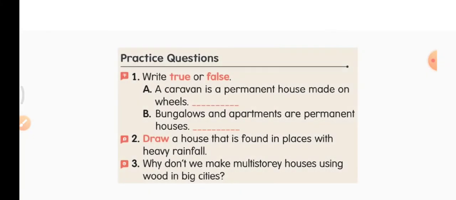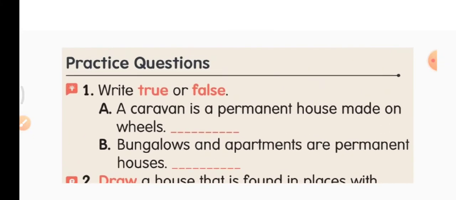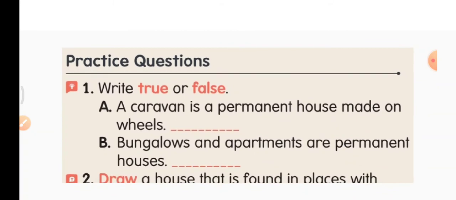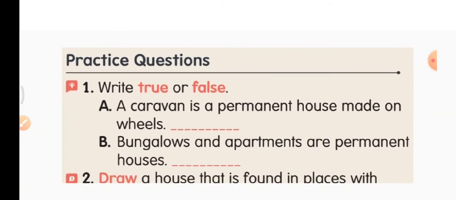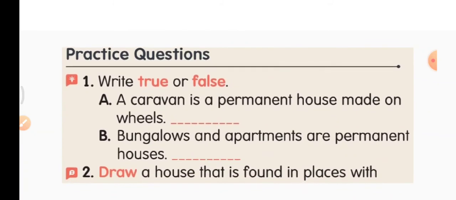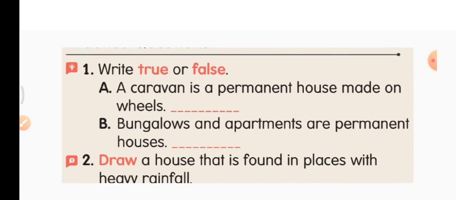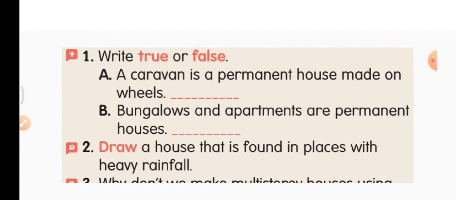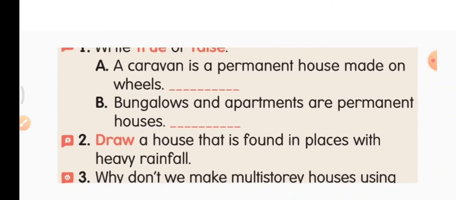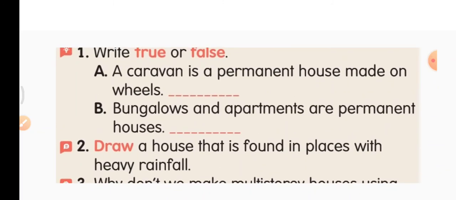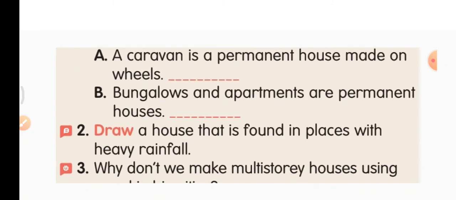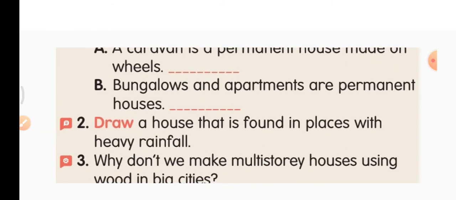All of you put today's date here. In practice questions, write true or false. A, a caravan is a permanent house made on wheels, is false. B, bungalows and apartments are permanent houses. That is true.